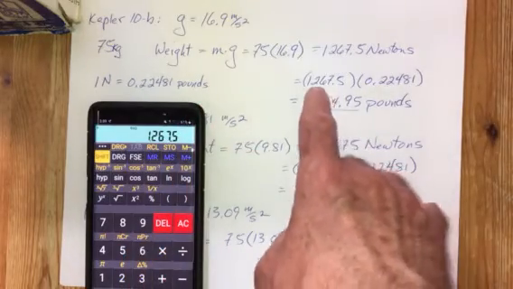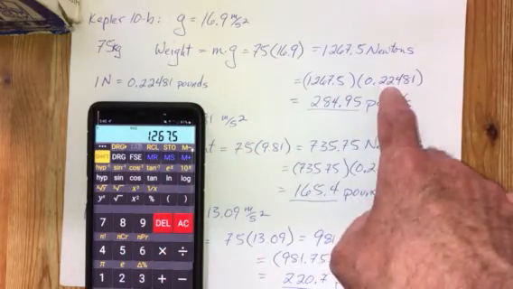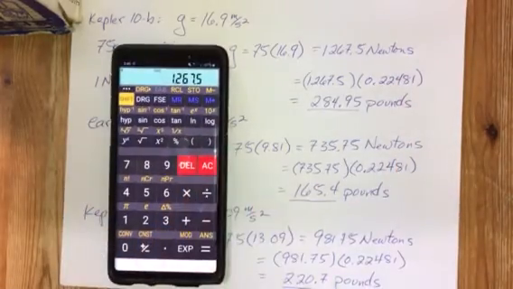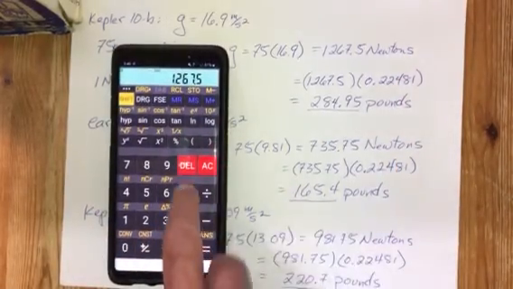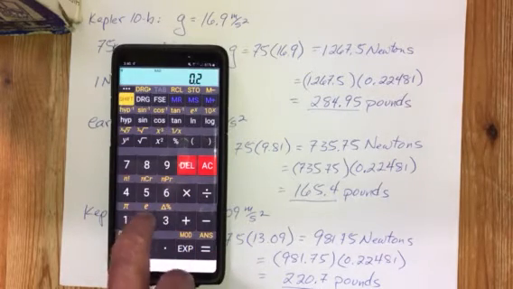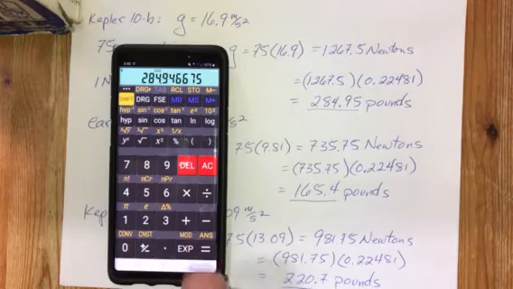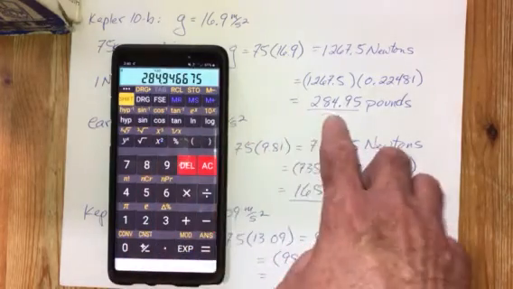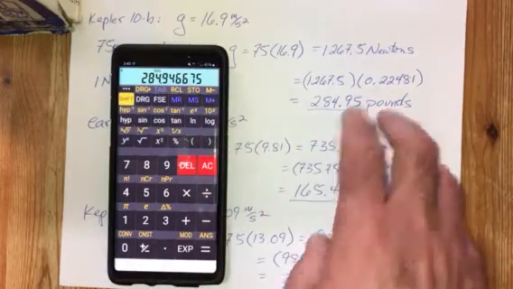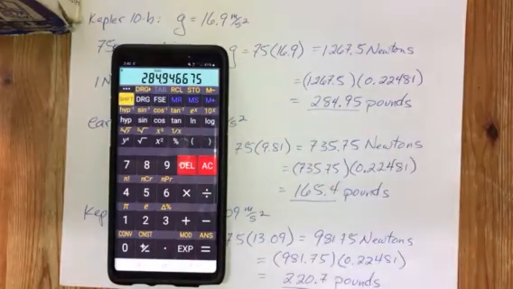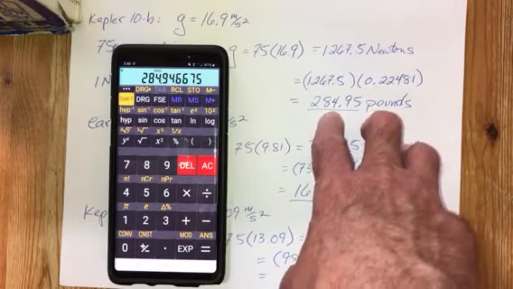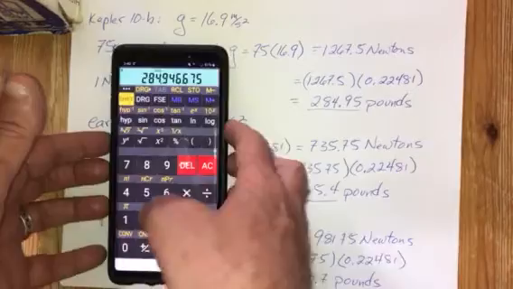So let's take that number of newtons and multiply it by 0.22481 to see what your weight in pounds would be on the surface of Kepler 10b. So we multiply by 0.22481, and the result that we get is approximately 284.95 pounds. So that would be your weight on the surface of Kepler 10b. You would weigh 284.95 pounds.